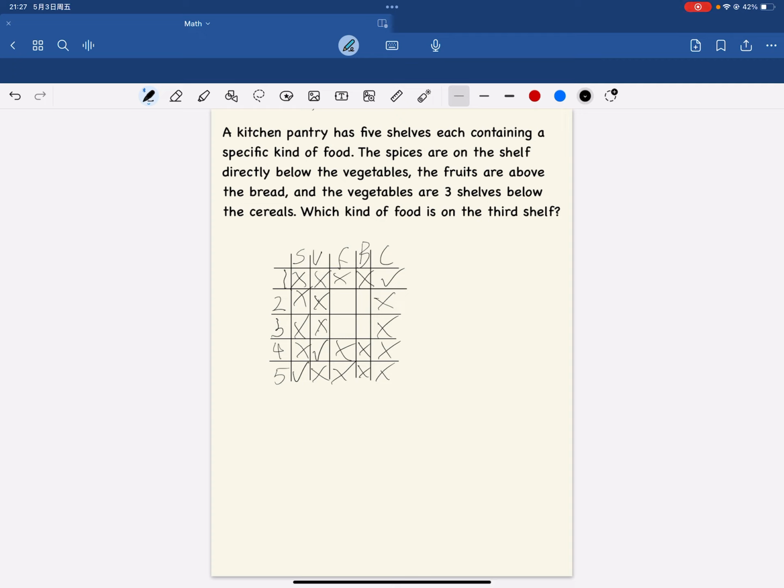So now the second statement says that the fruits are above the bread. And since there are only 2 layers left, the fruit has to be on the second layer and the bread is on the third layer. Cross out the rest. And now that means the bread is on the third shelf. Now we erase it, and then we do it the second way.